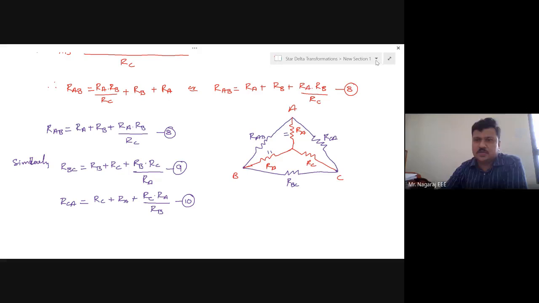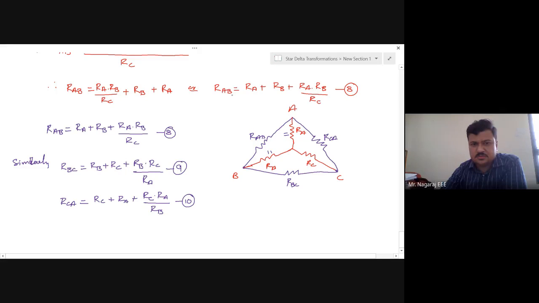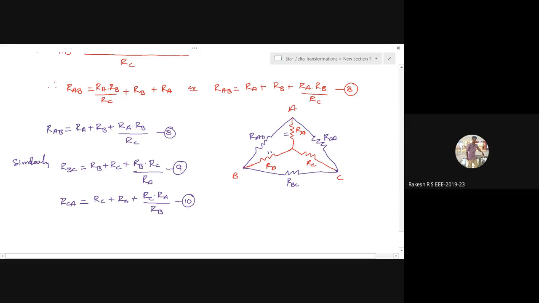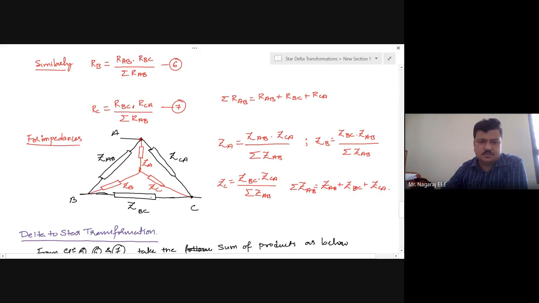Sir, so this is star to delta transformation, no, sir? Yes, sir. But you took delta to star. No, no, in between there is. Oh, again this I took. Sorry for that. Star to delta transformation. Sorry.